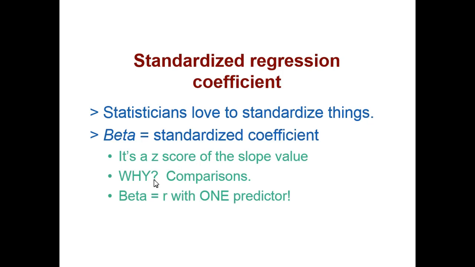So if we standardize the equation from a plus bx, the a drops out. Remember, when you z-score things, the mean becomes 0, so we just drop it. And then b becomes beta. Now the nice thing is that with one x and one y, beta and r are the same.